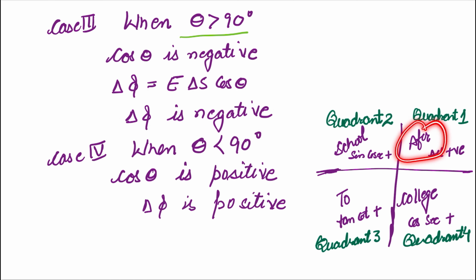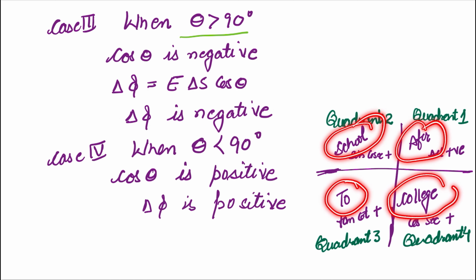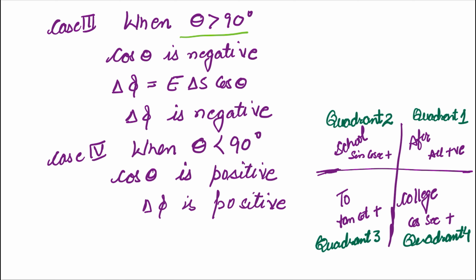That I have written as "add sugar to coffee" (ASTC), the way to remember. The first letter A in the first quadrant means all positive. In the second quadrant, S means sine and cosec are positive. In the third quadrant, T means tan and cot are positive. And in the fourth quadrant, C means cos and sec are positive. If the angle is less than 90 degrees, you will be in the first quadrant. It means cos theta is positive, delta phi is positive, and the electric flux is positive.